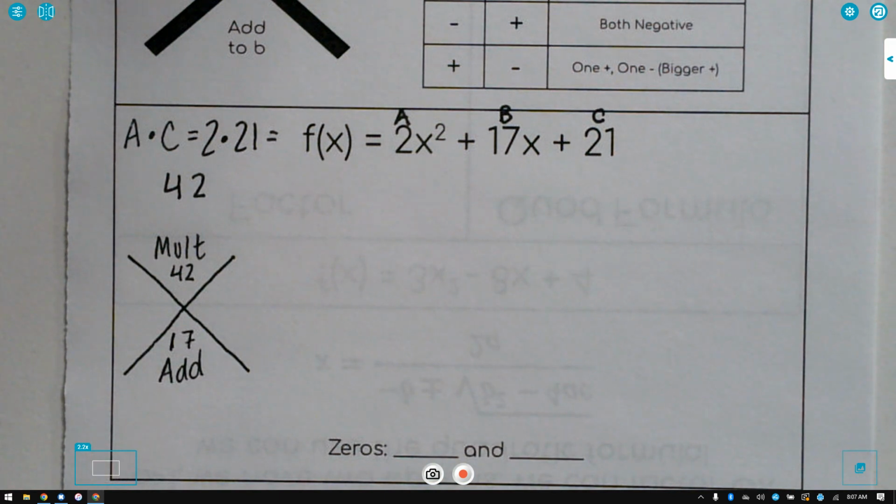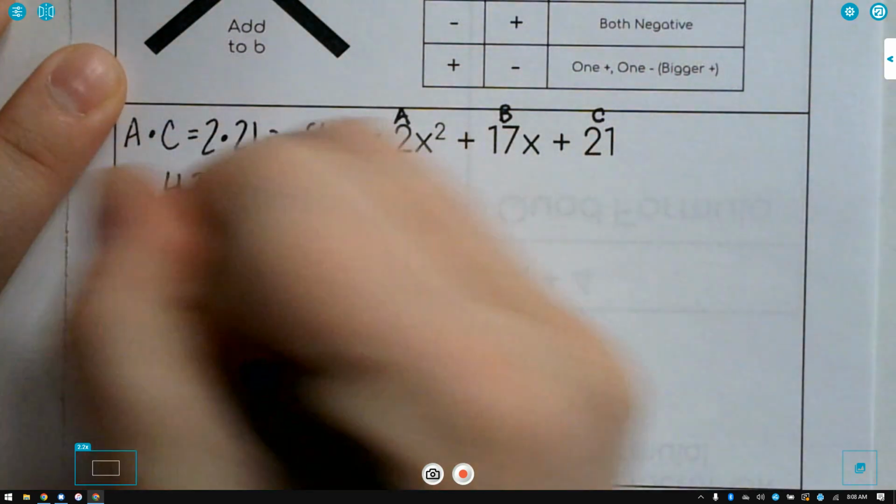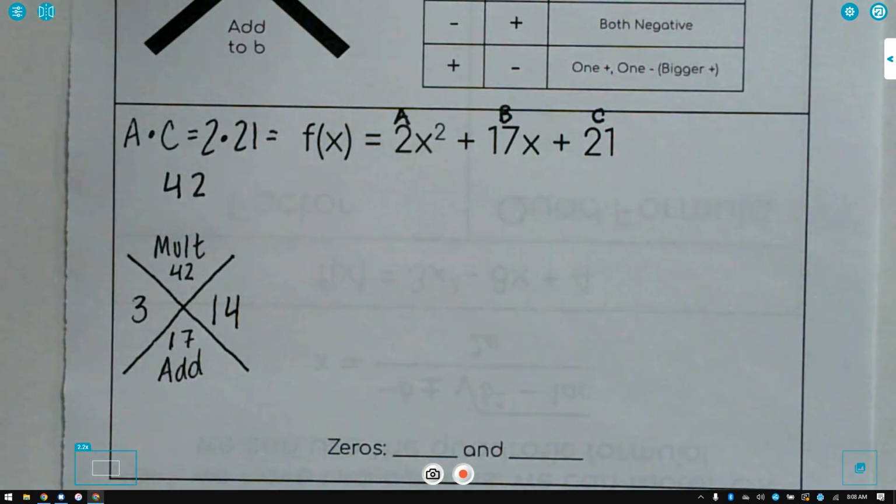I would like everyone to know that when I was making these, or I already had these notes made, when I was making the key for them this year, I stared at this for a long time. Does anybody know what they are? Because the only thing I can think of that went into 42 is 7. 1, 2, 3, 6, 7, 14, 21. It's the 14. So it's 14 and 3 add up to 17. So 3 plus 14 add up to 17.